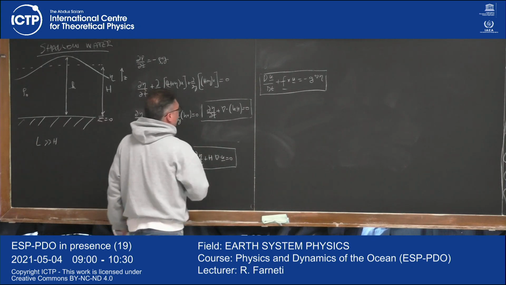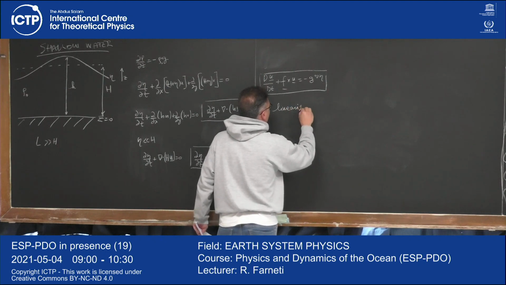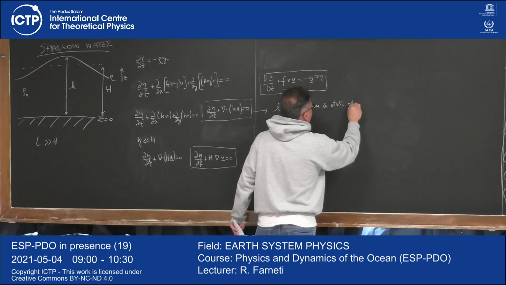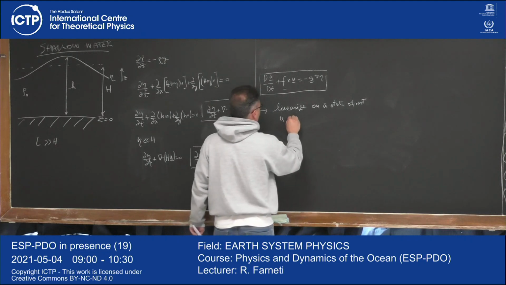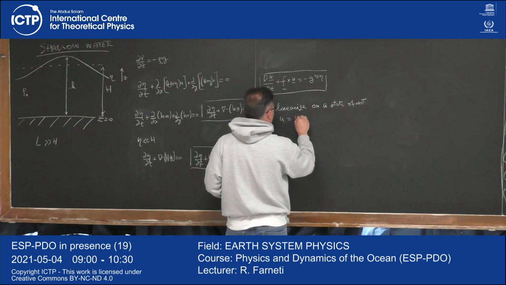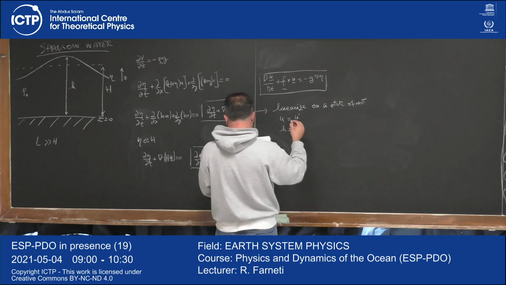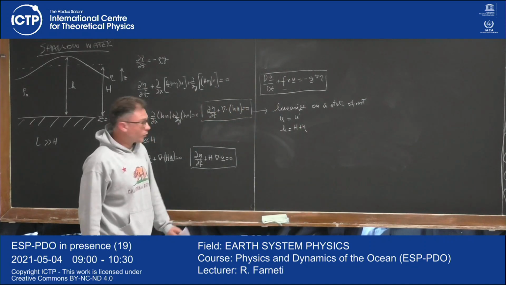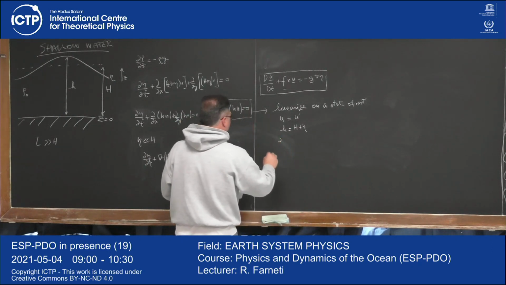If you retain eta, then what you do is you linearize on a state of rest, so that u is u naught, which is 0 because it's a state of rest, plus u prime, and h is h plus eta.